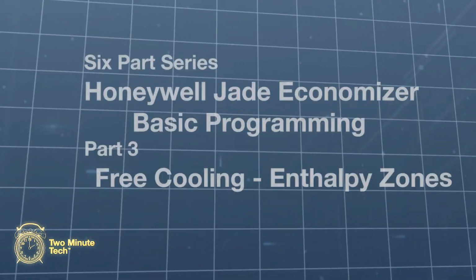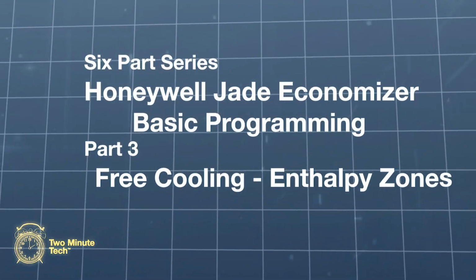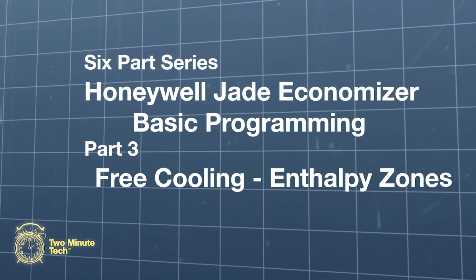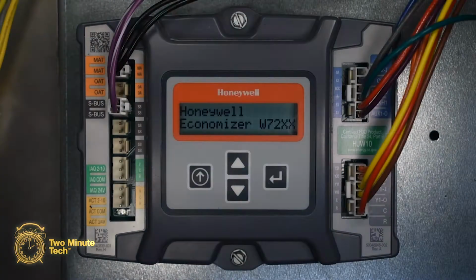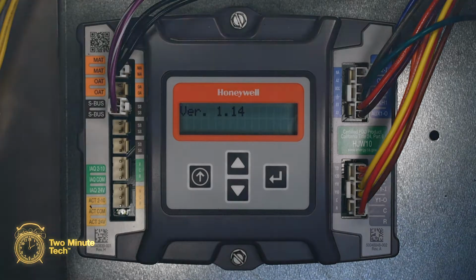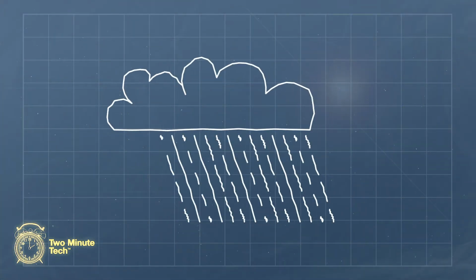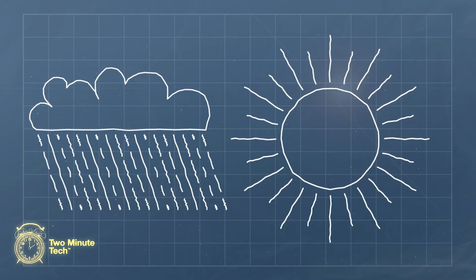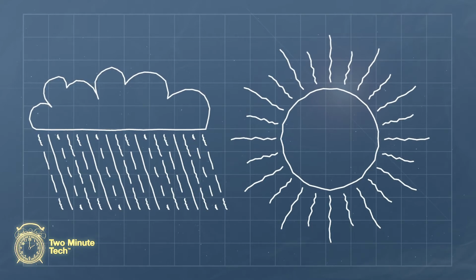In this 6-part series, we will discuss the operation and setup of economizers in the Renaissance non-DDC commercial platform. In this episode, we will go over the basics of programming the Honeywell Jade Economizer controller for free cooling. Understanding how outdoor conditions play into the free cooling operation of an economizer is important.